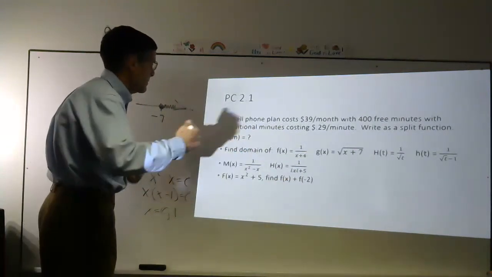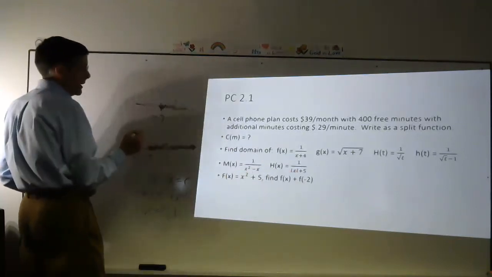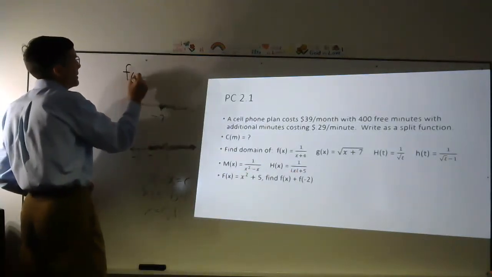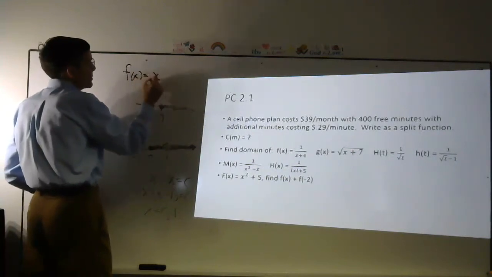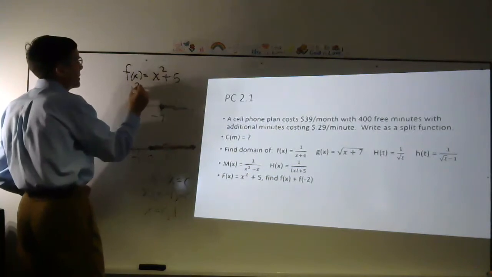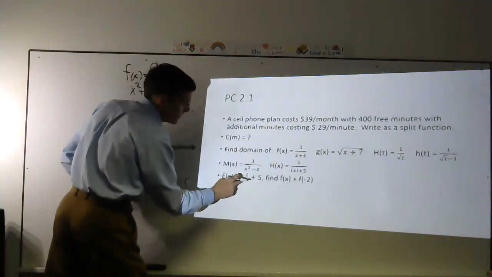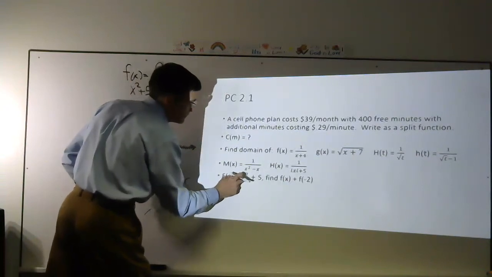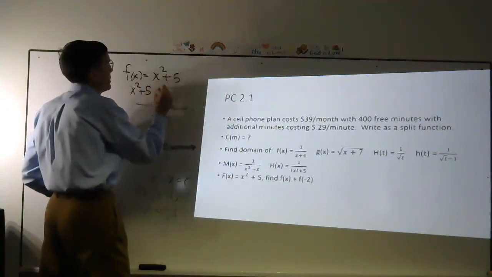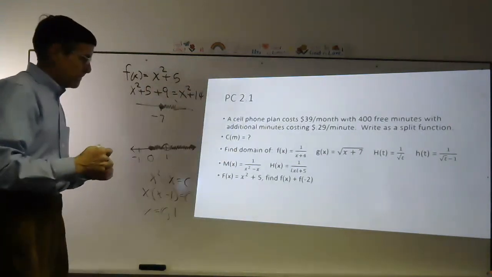How about the last one? That should be a small letter f. They should all be small letter f. So we have f of x is equal to x squared plus 5. f of -2. Put a -2 in here would be 4 plus 5 or 9. Plus 9 is x squared plus 14. Okay?